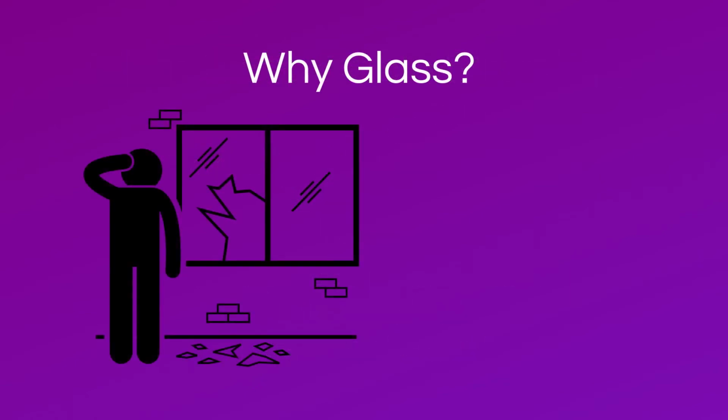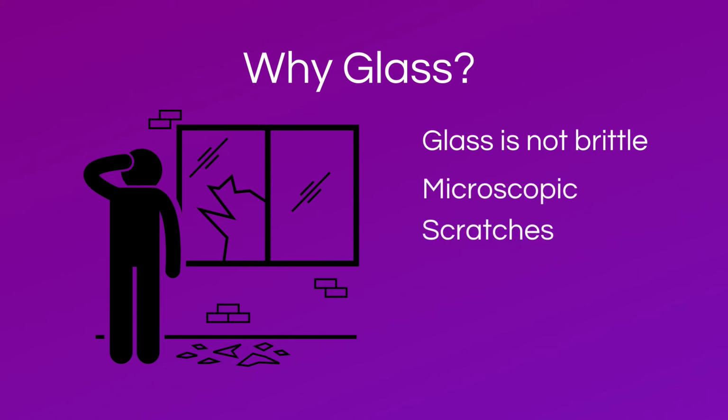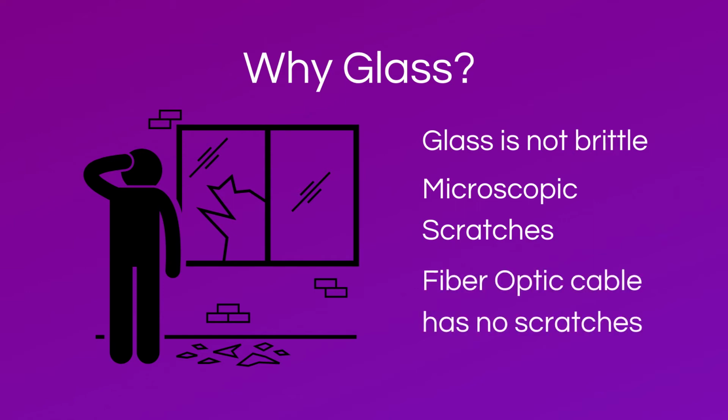By this point, you may be wondering why glass is used because of how brittle it is. I know I was when initially researching this topic. However, glass by itself is not brittle. Rather, the normal manufacturing process produces microscopic scratches on the glass that cause it to be brittle. Fiber optic cable is manufactured in a way that the glass is created without scratches.